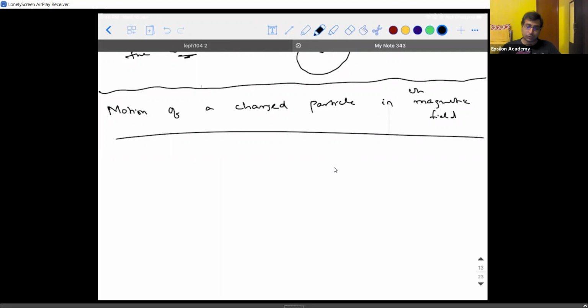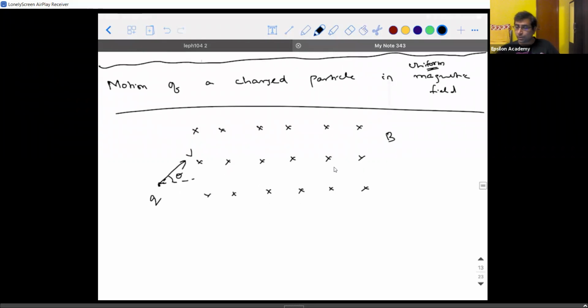Rather, I will call it a uniform magnetic field. Okay. So, let's say there is a conductor, there is a magnetic field B existing into the plane of the paper, and we have a charged particle whose charge is Q, which is projected with the value V at an angle theta with respect to the horizontal.